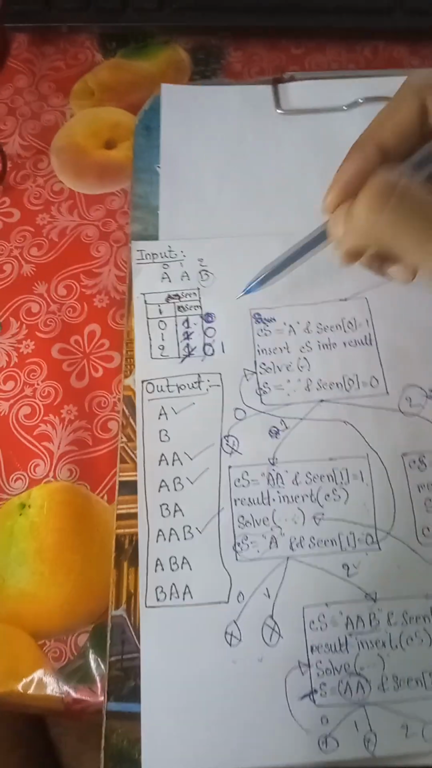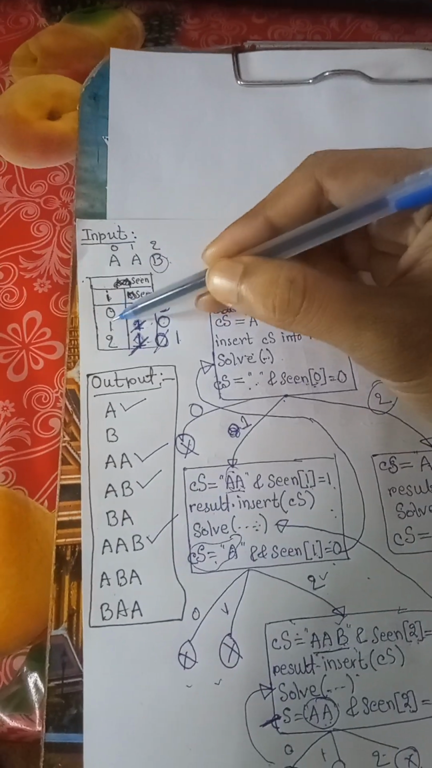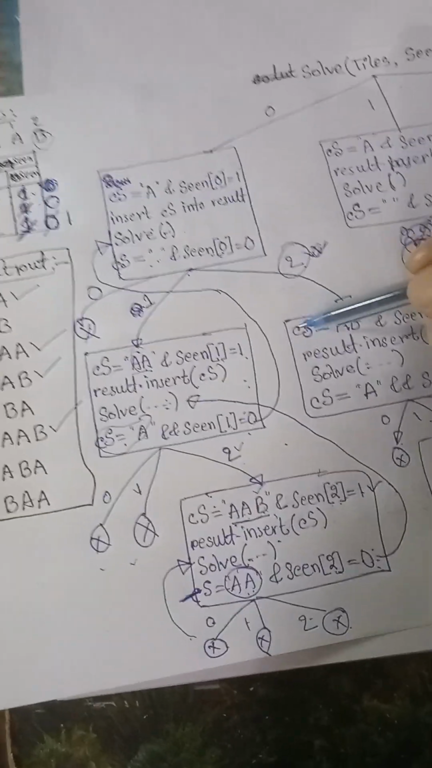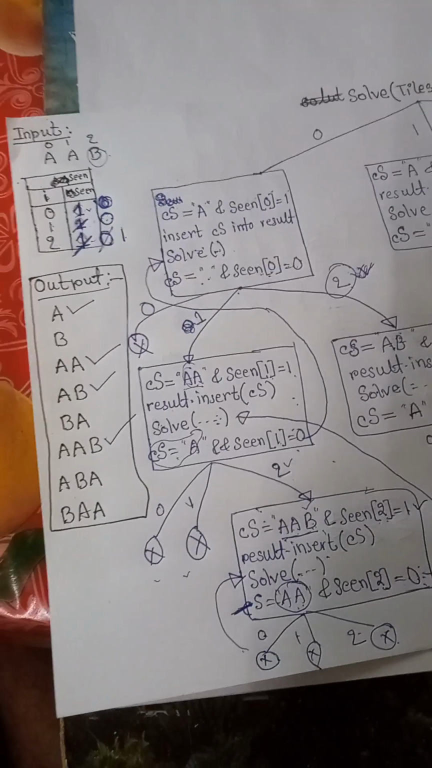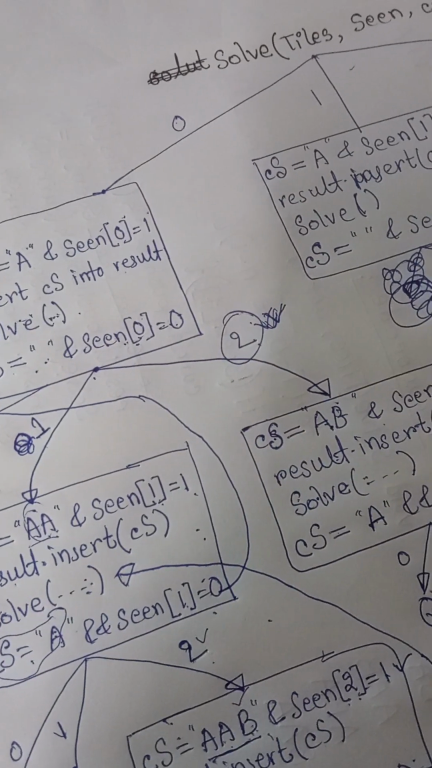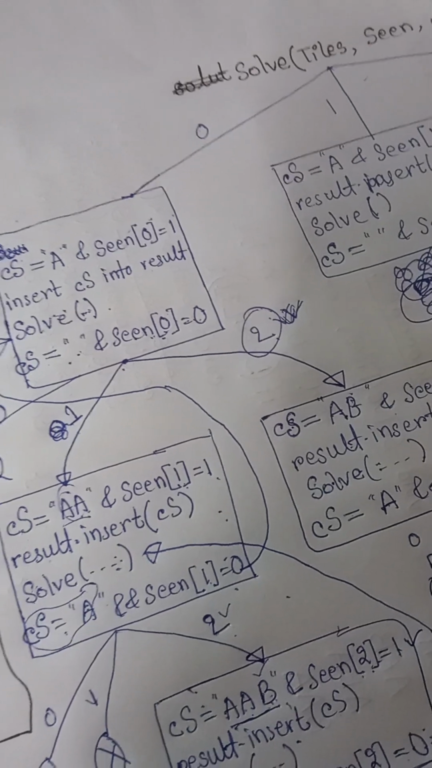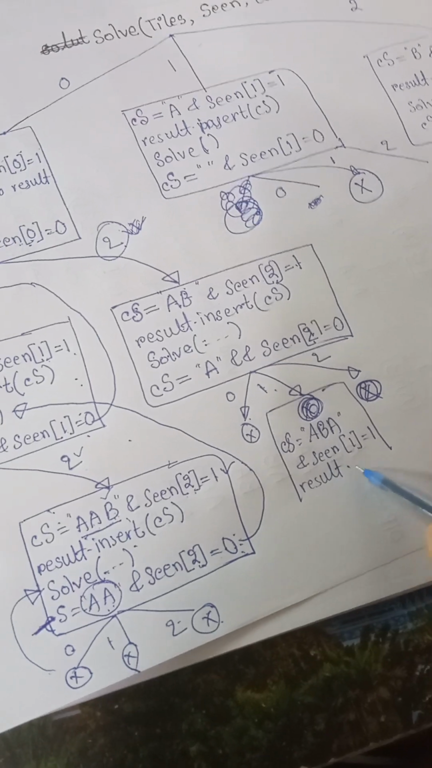Okay, so here you can see my 0 is seen, my 2 is also seen, my 1 index is not seen at this point. Here 1 is not seen, so my current string is ab, and what is that one? It is a, so it will become aba, and I will set my seen 1 to 1 because it is seen, and I will insert it in the result.